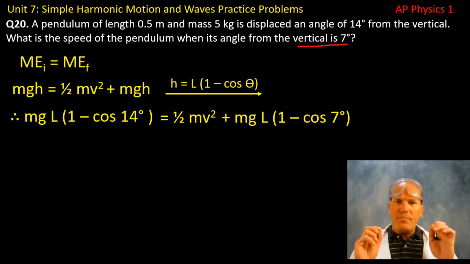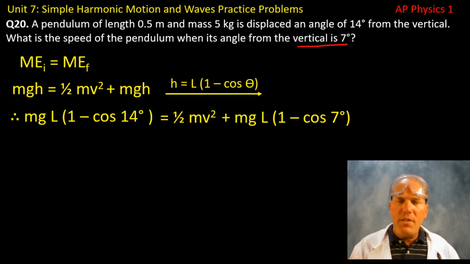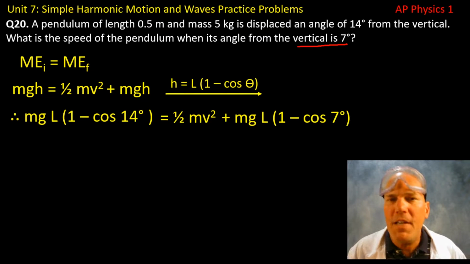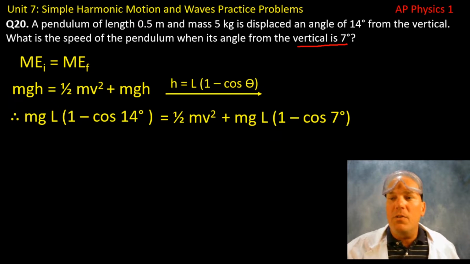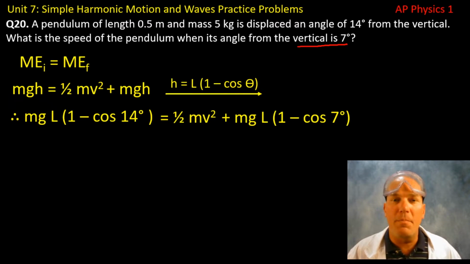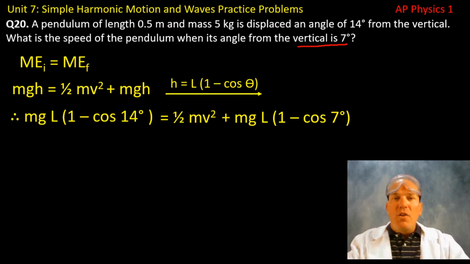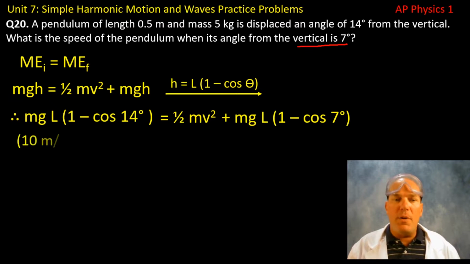Ask yourself, is the pendulum moving? Yes. Does the pendulum have gravitational potential energy relative to a defined zero line? And the answer is yes. In question 19, our zero line was at that equilibrium position, but now it is above that equilibrium position. So we have two different mechanical energies in this final expression.